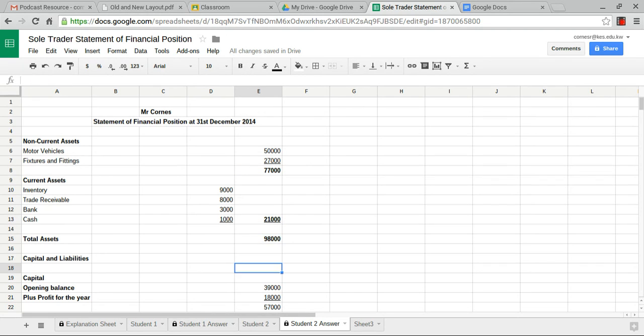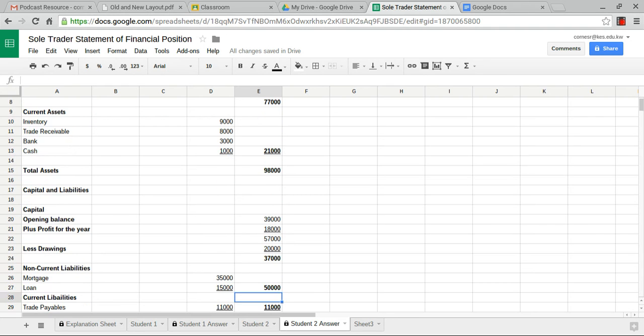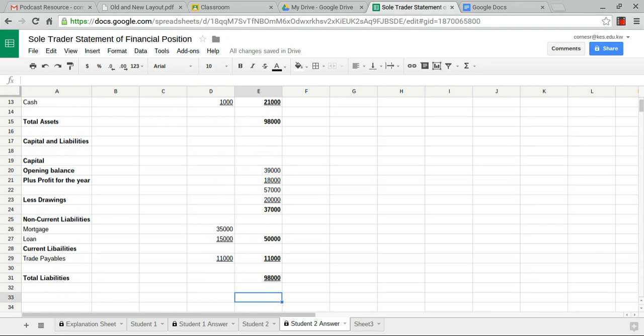Okay, the second section of the statement of financial position is for your capital and liabilities. And the first thing to notice here is that the total liabilities and the total assets should always be the same figure. So like a balance sheet, statement of financial position does balance. Okay, here we have got though the big difference between the balance sheet and the statement of financial position.